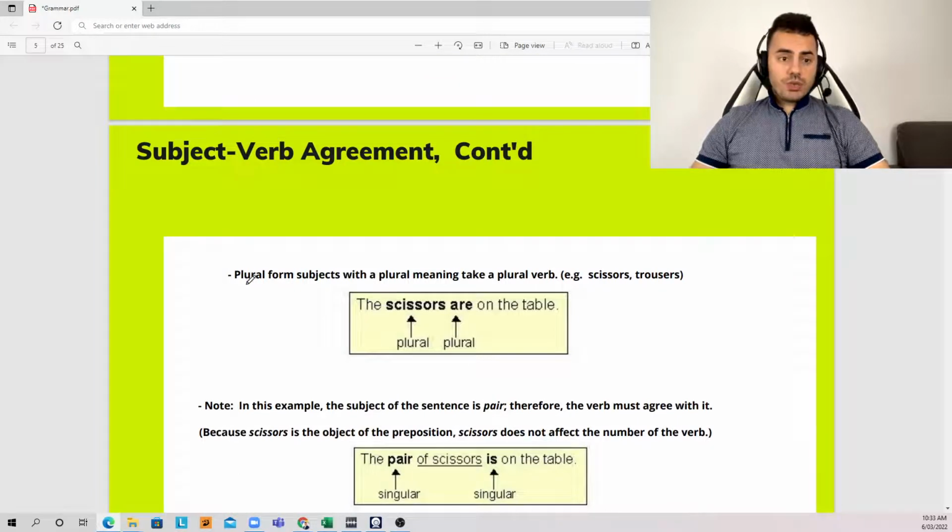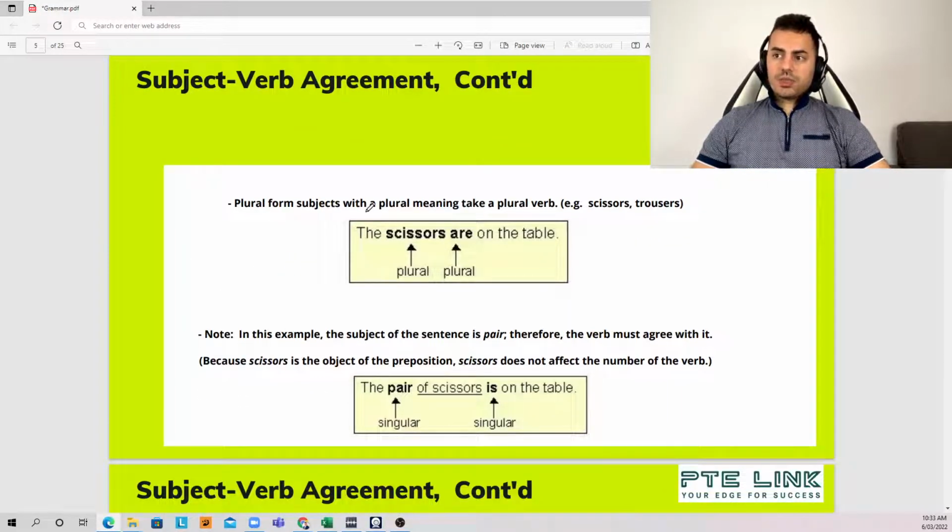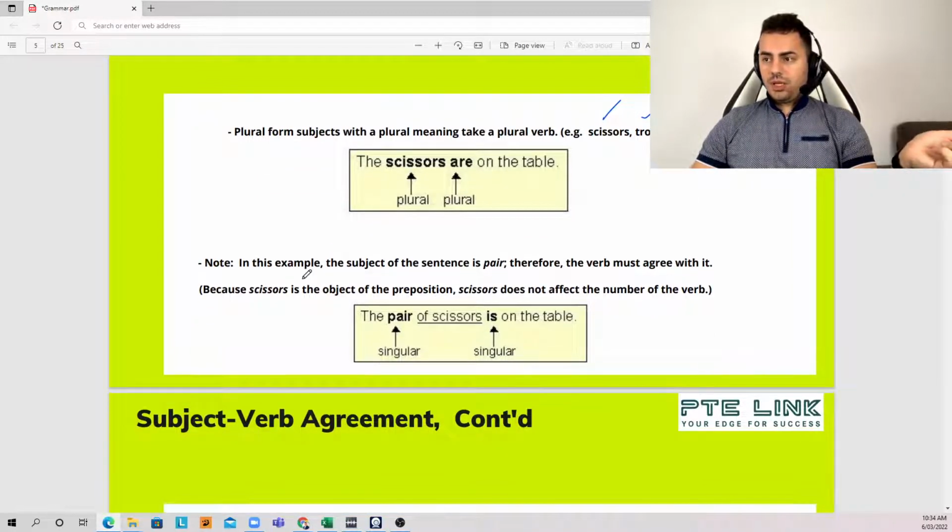Still within the subject-verb agreement, the plural form subjects with a plural meaning take a plural verb. For example, scissors, trousers. The scissors are on the table, even though you're looking at one piece of scissors, but it is all the time in a plural meaning. Or the trousers, one trousers, it's all the time in a plural meaning. Sometimes no, like when you say the pair of scissors is on the table, because is here referring to the pair. So this is something you have to be aware of.